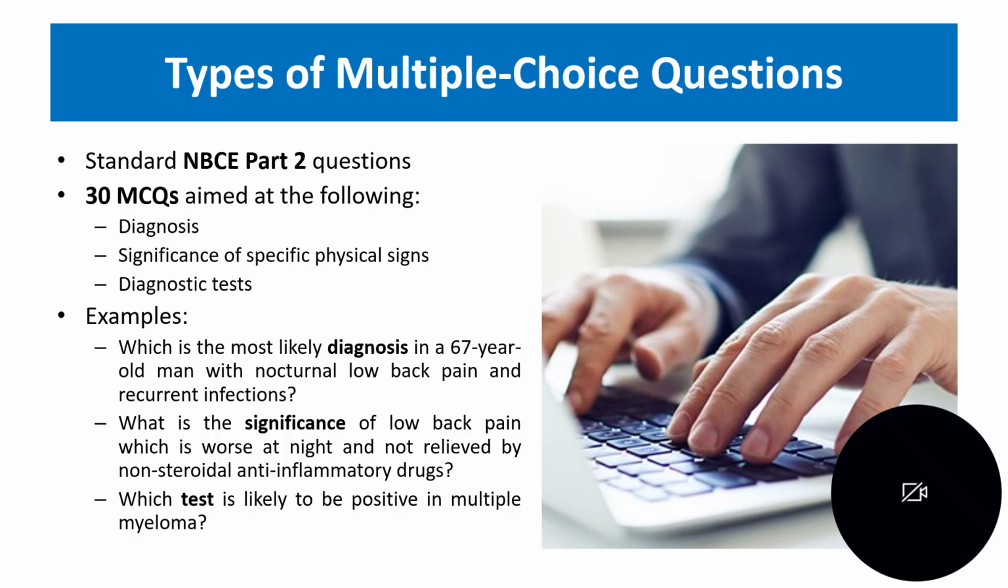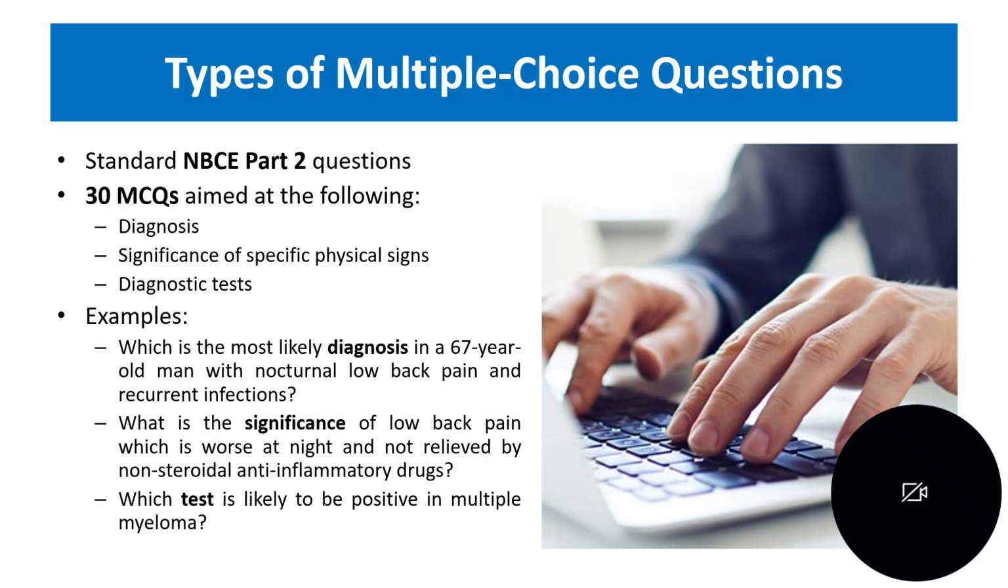What's the most likely diagnosis given a clinical scenario? What's the significance of specific physical signs? And 3, what particular tests are used in order to confirm or rule out various diagnoses, and your ability to interpret positive and negative results.